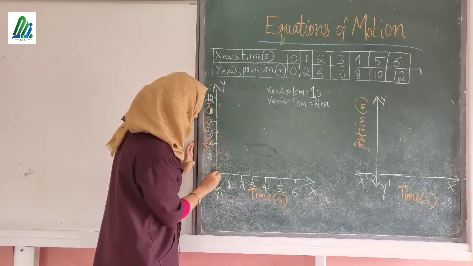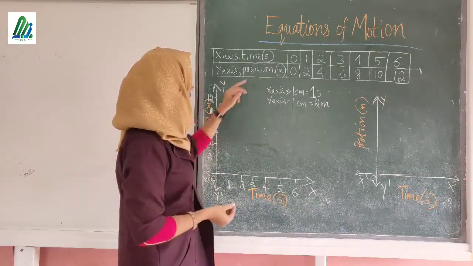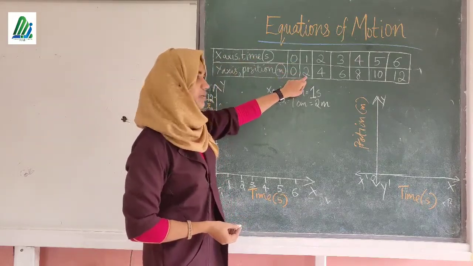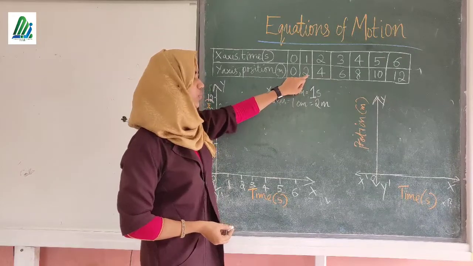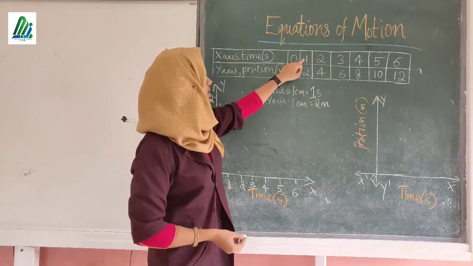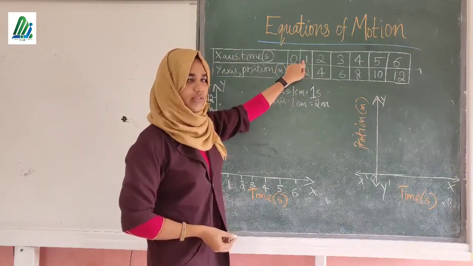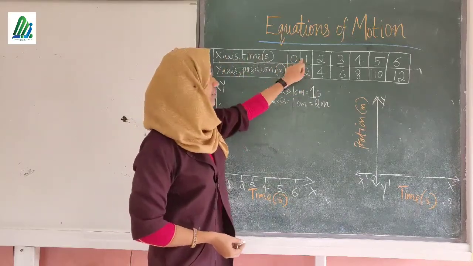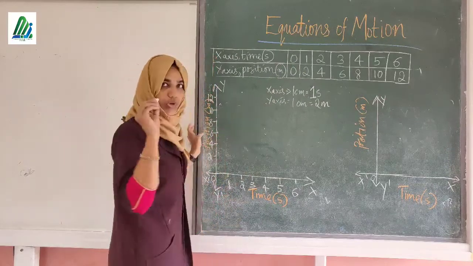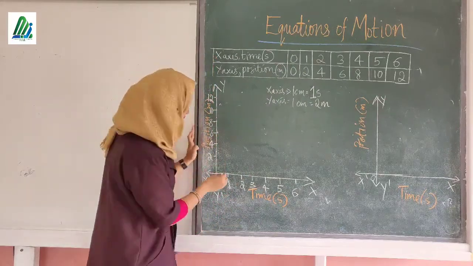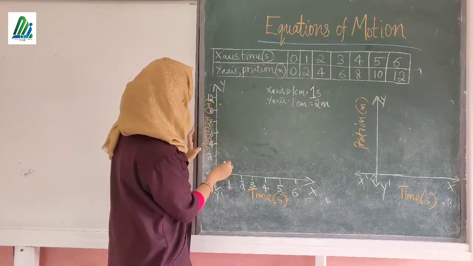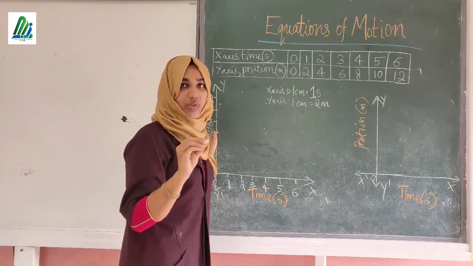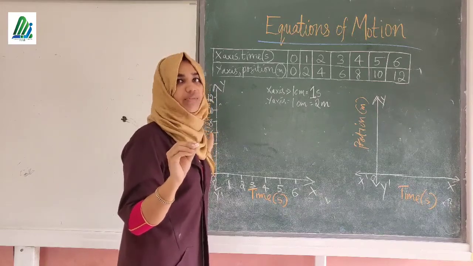So I have mentioned here a point. Then next, the position is 2 meter and the time is 1 second. I am going to mention that in this graph. I told you that while naming a graph, the value on the y-axis will be given at first and the x-axis at second.